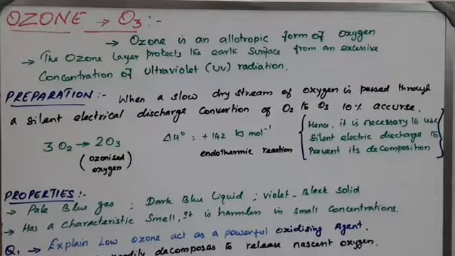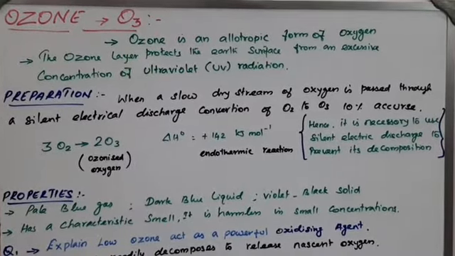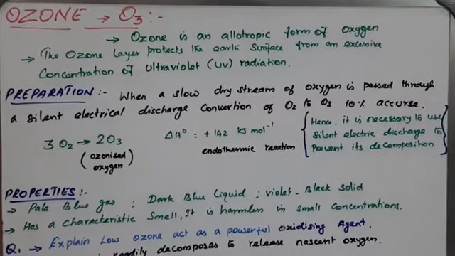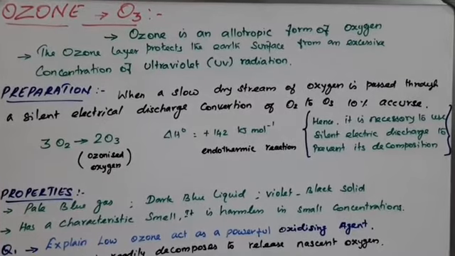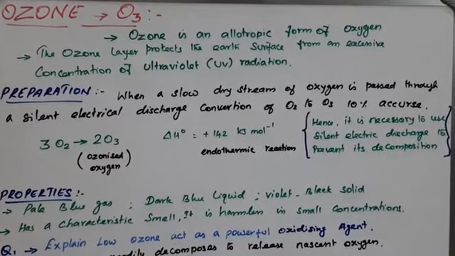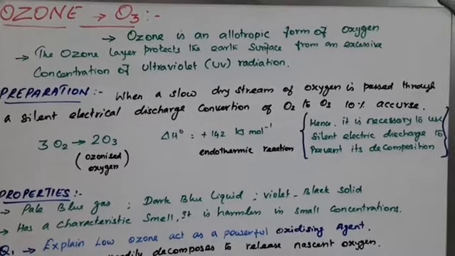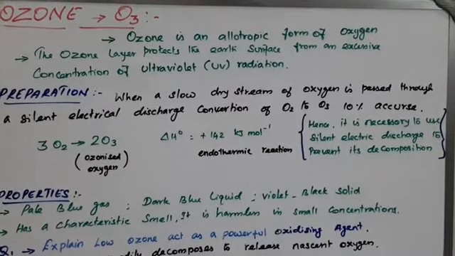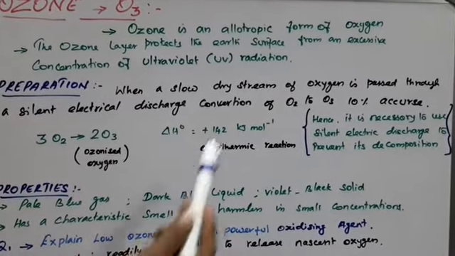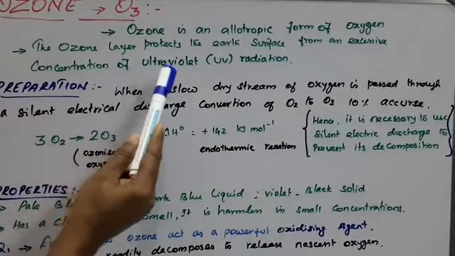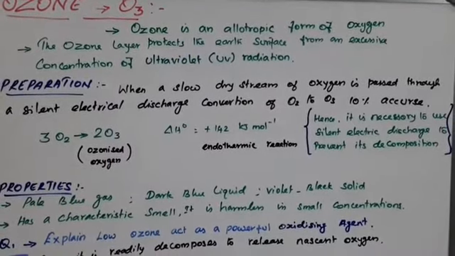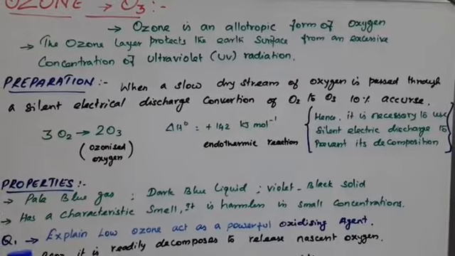Listen. So next one, ozone. The formula for ozone is O3. Ozone is an allotropic form of oxygen. What are allotropic forms? They are different kinds of allotropes. Ozone is a kind of allotropic form. The ozone layer protects the earth's surface from an excessive concentration of UV radiations. This is a major role.